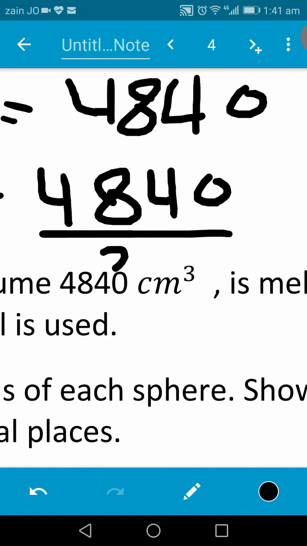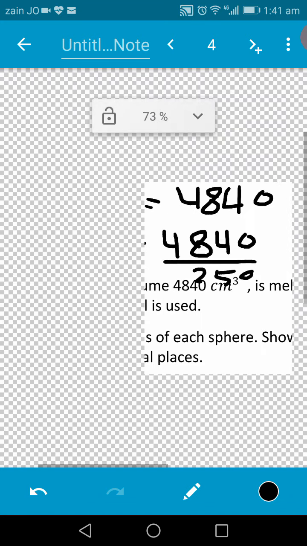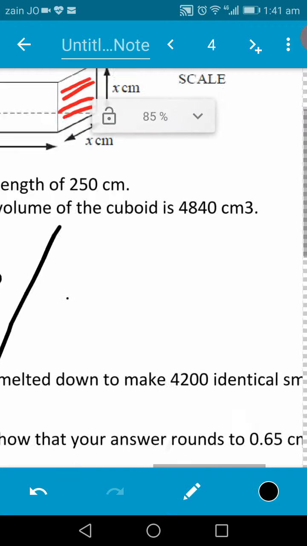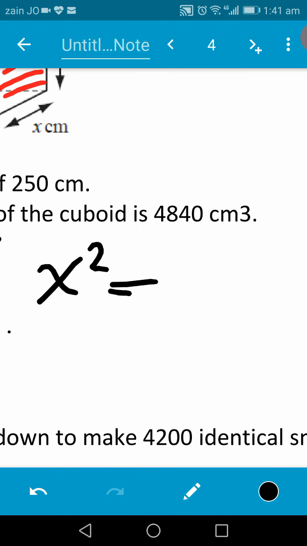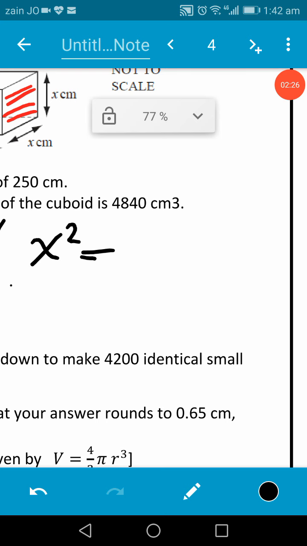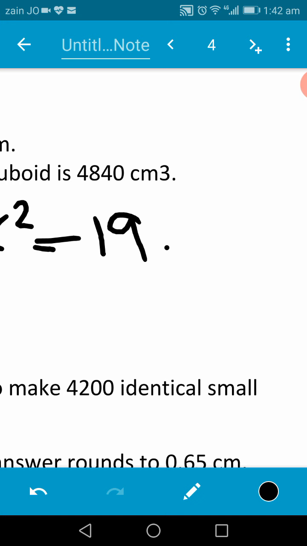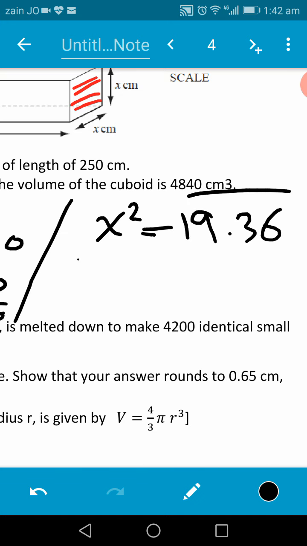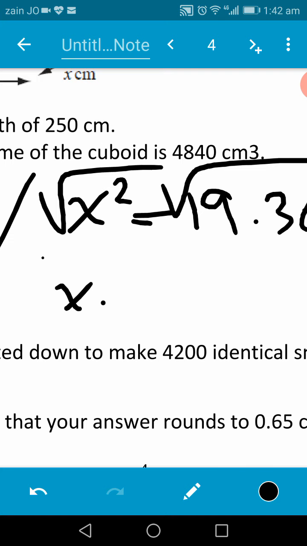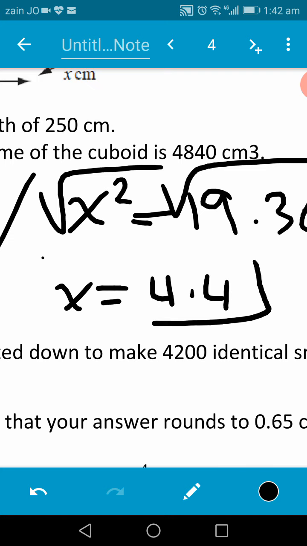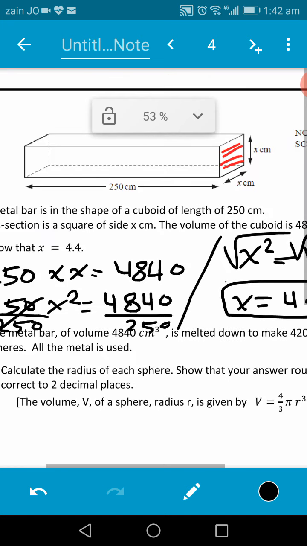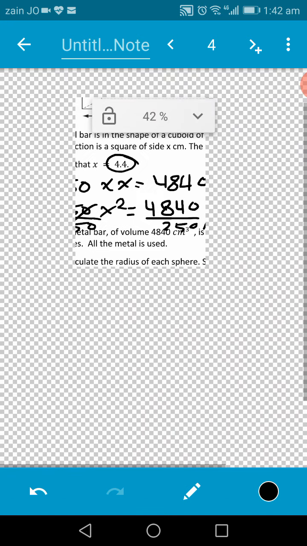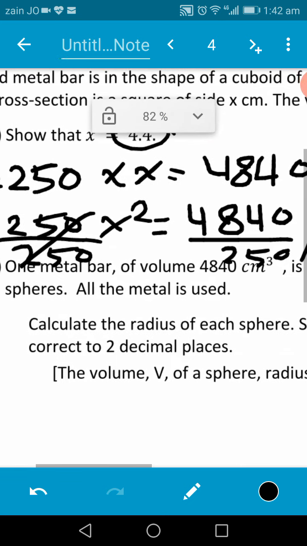Divide by 250. So you get x squared equals 19.36. Now take the square root of both sides. You get x equals 4.4. Right? The question says show that x equals 4.4. Okay, now let's go to part B.